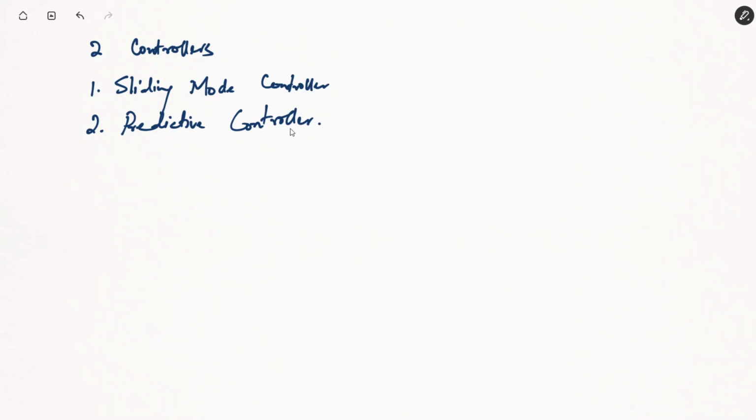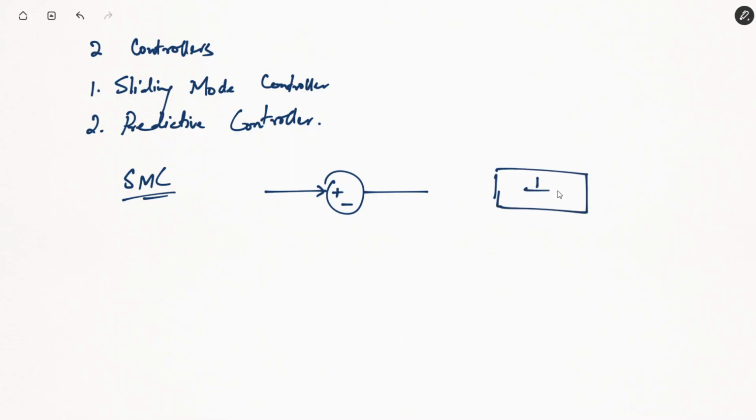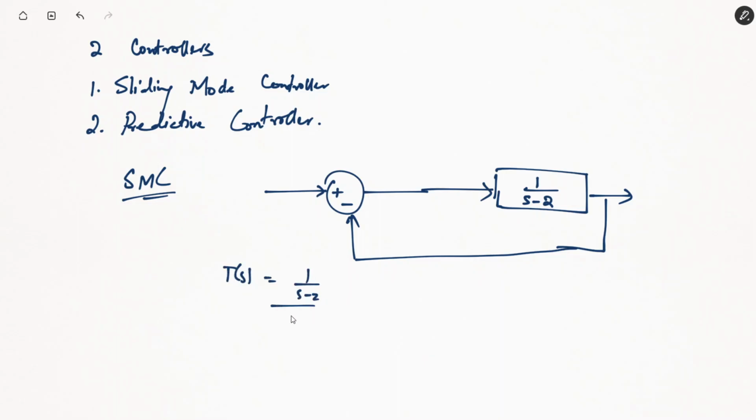So, firstly, let's see the sliding mode controller, or what's also known as SMC. So, what an SMC does here is, let me take an example of a system whose transfer function is 1 by s minus 2. We understand the total transfer function of this system will be 1 by s minus 2 divided by 1 plus 1 by s minus 2. That's 1 divided by s minus 1.